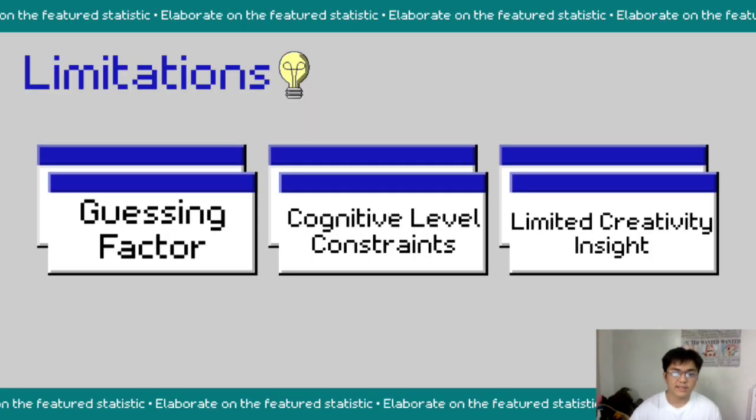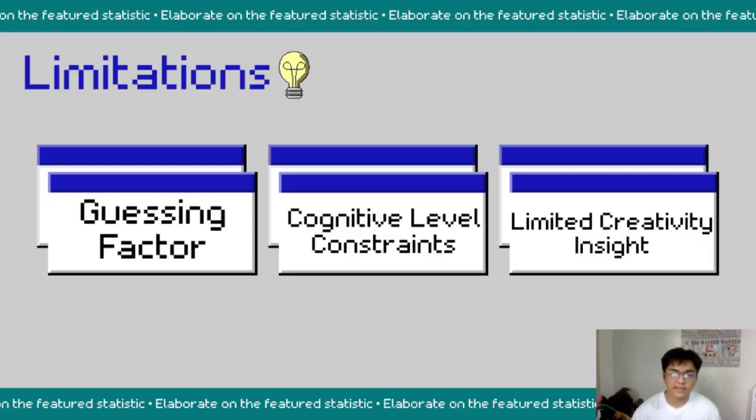Now, what are its limitations? There is a guessing factor. Students may arrive at correct answers by chance, particularly in true or false and multiple choice formats, which undermines validity. Cognitive level constraints. Selected response items often focus on lower levels of Bloom's taxonomy. Higher order thinking is harder to assess.